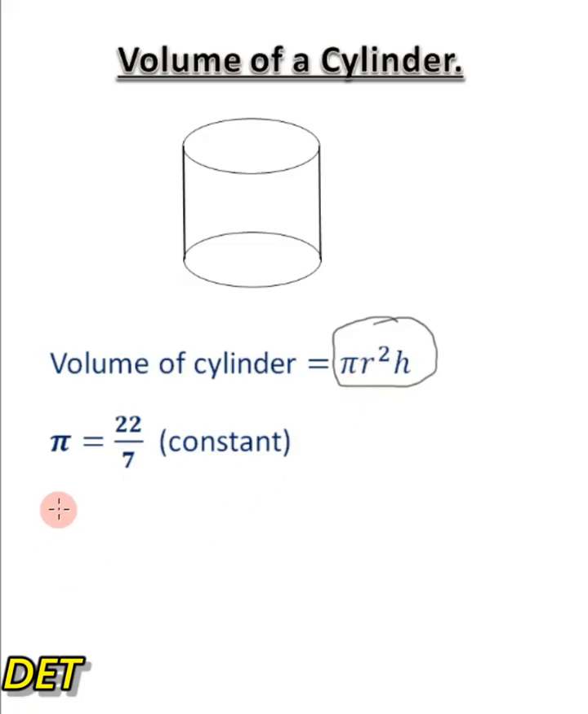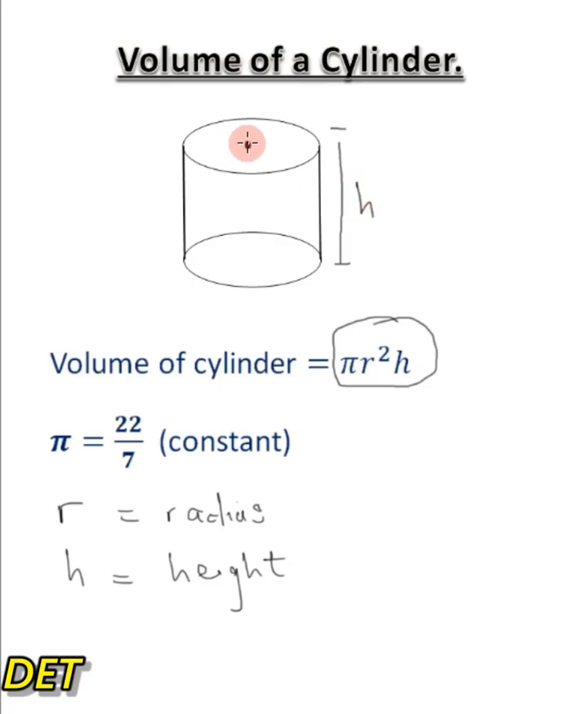So your r in this formula, r is what? The radius. Your h is the height of the cylinder. So from here to here is the height of this cylinder. And from the center of this circle to any part of the circumference is the radius. So this is your radius for this cylinder, and this is the height for this cylinder.